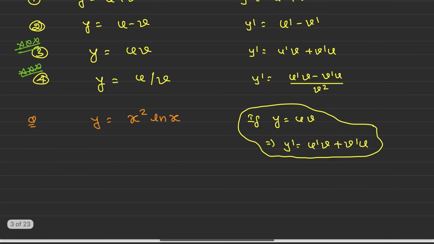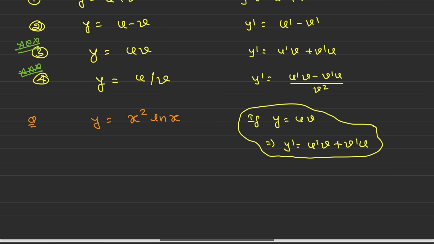Suppose we are having here one question, y is equal to x square into log x. So we are having two functions in product. Here I have written the key concept, y is equal to u into v. So you will say, sir, derivative will become what? u dash v plus v dash u.